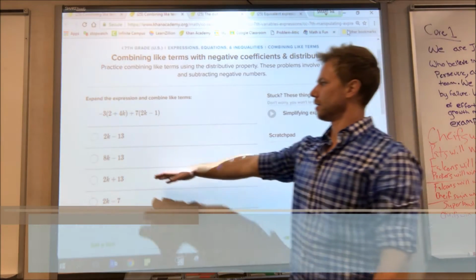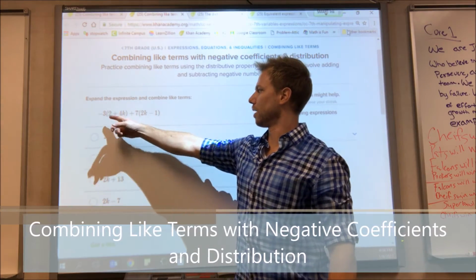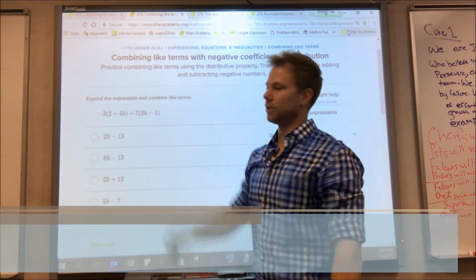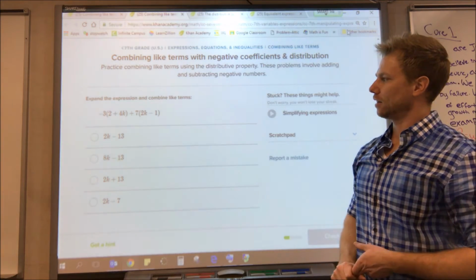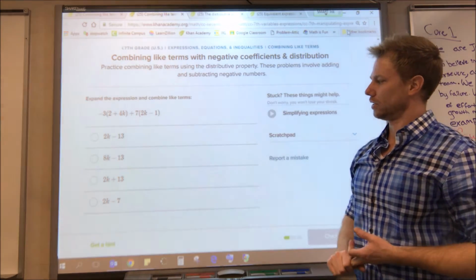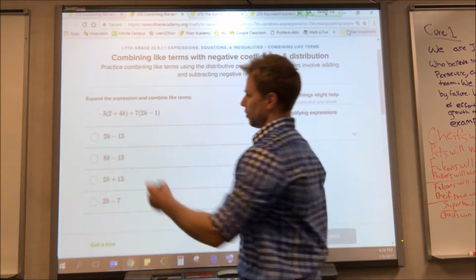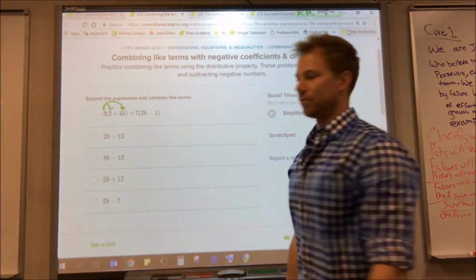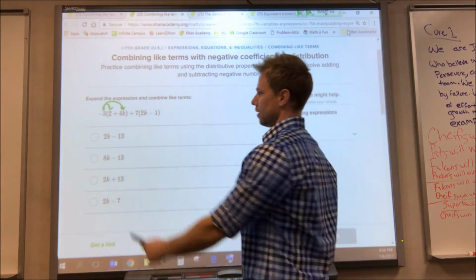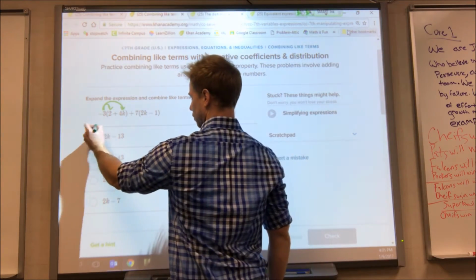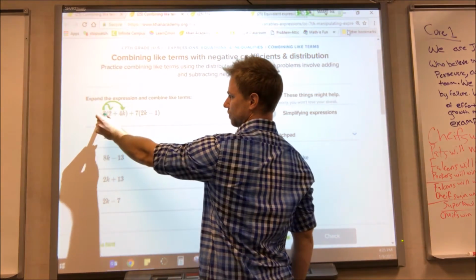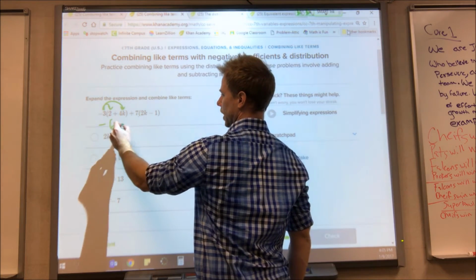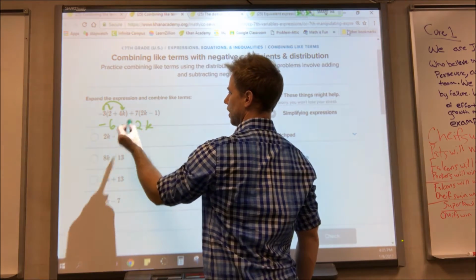On this link here, we need to use the distributive property to distribute the numbers in front of the parentheses. Then we can add like terms, and then we can simplify. So here we have a negative 3 in front. We have to distribute that to everything inside the parentheses there. So negative 3 times 2 is negative 6. Negative 3 times 4k is negative 12k.